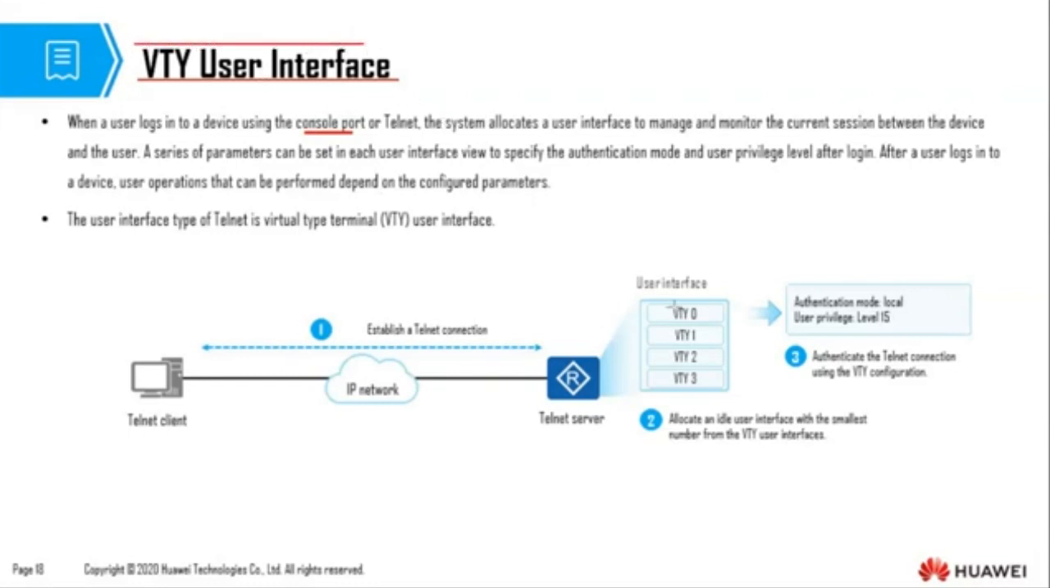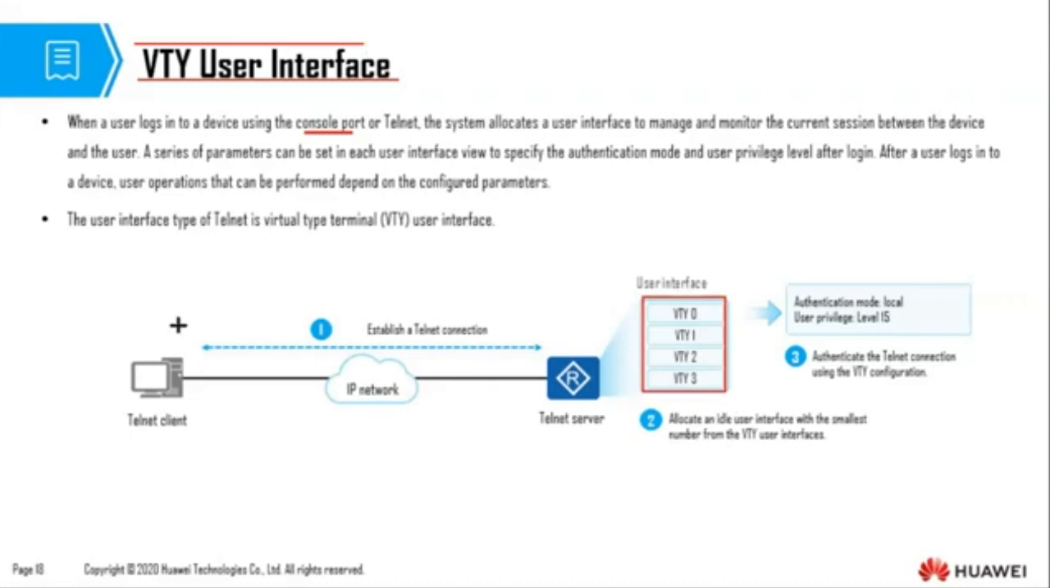The VTY user interface can provide several user interfaces: VTY 0, 1, 2, 3, and so forth. By default, you can create 0 to 4, but you can extend this to 15. Meaning that if it's 0 to 4, only five people can Telnet into the device at any given time.